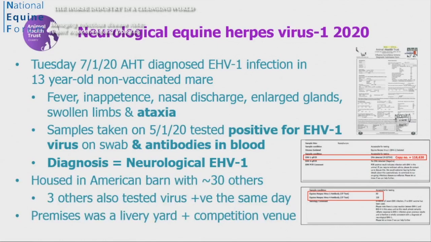This animal was housed in an American barn with about 30 others. At that point, alarm bells do start to slightly ring. And unbeknownst at the time, but it became evident fairly quickly, 3 other animals in this same barn also tested positive for virus the very same day. The premise was a livery yard and also a competition venue, and that just adds a level of complexity in terms of who may have been at risk from this infection.